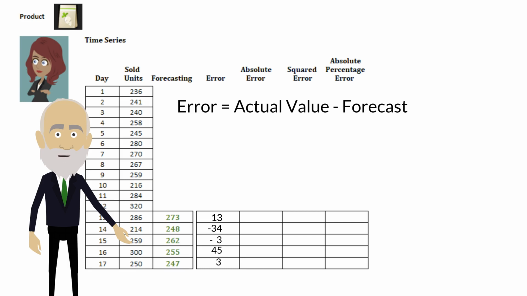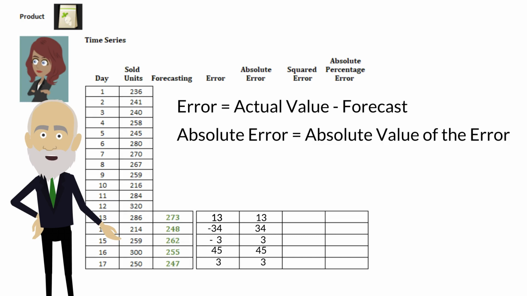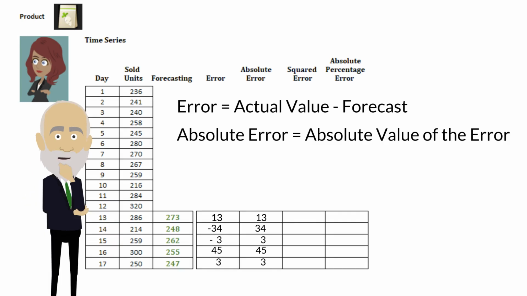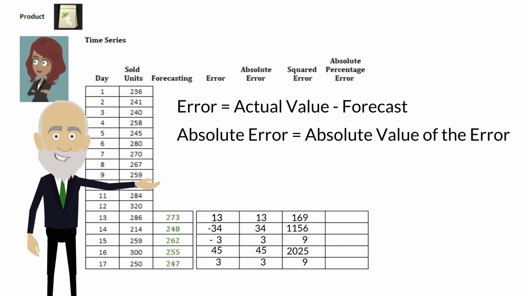The next column is called absolute error. And it simply is the absolute value of the error. Those will be the results of the second column. The squared error is obtained raising the value of the error to the power of 2. Therefore, the values for the third column will be the following.